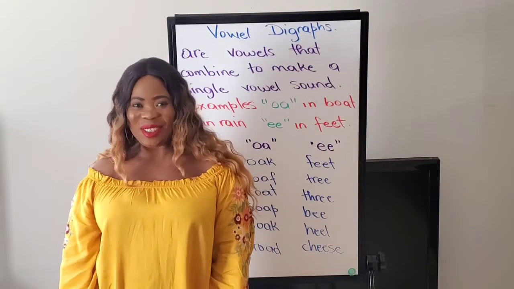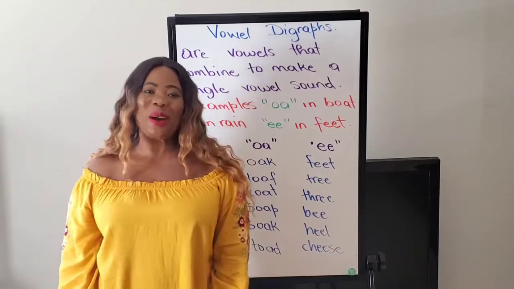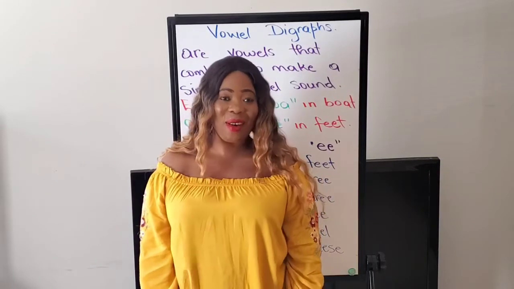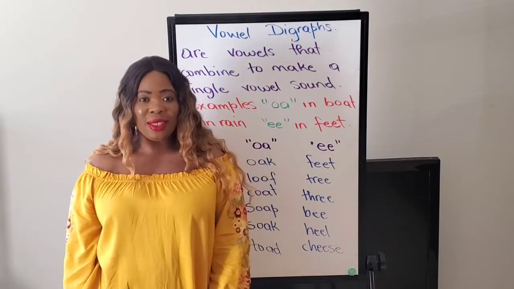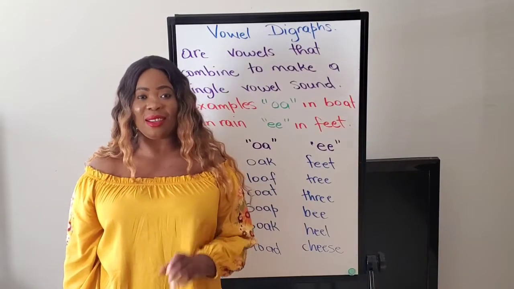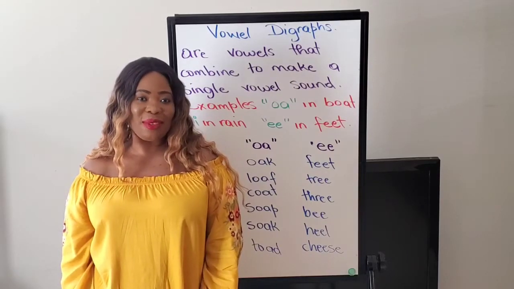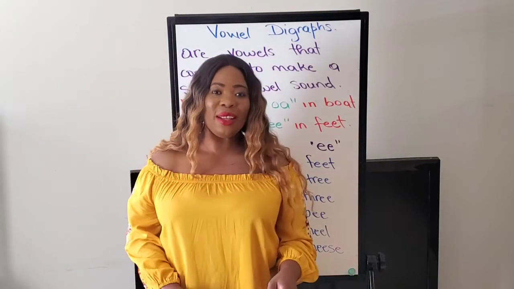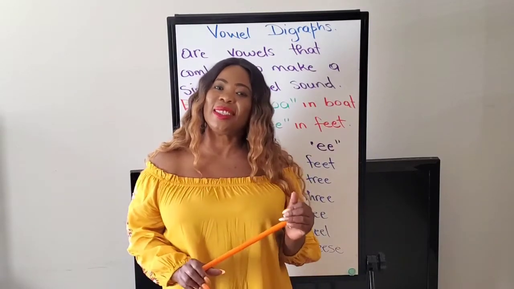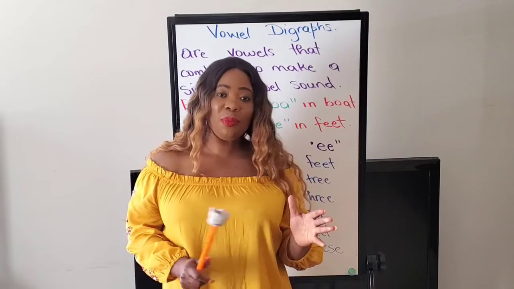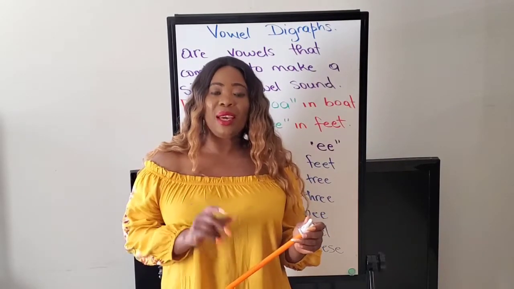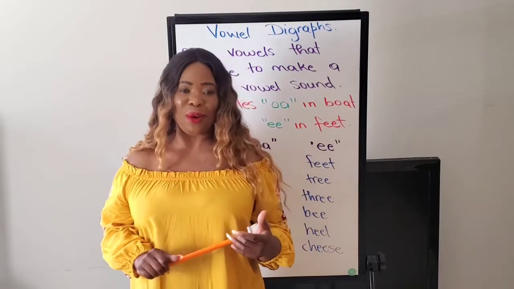Okay, guys, guess what? Today we're going to be looking at vowel digraphs. We've already looked at consonant digraphs, so it's only fair I teach you about vowel digraphs, right? Vowels that combine to make a single sound, those are what we call vowel digraphs. Once you put those vowels together and they make a single sound, then it's called a vowel digraph.